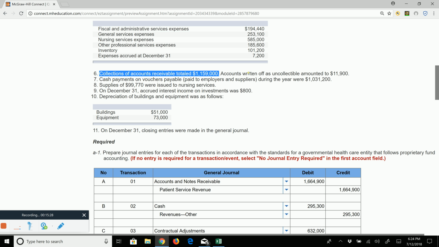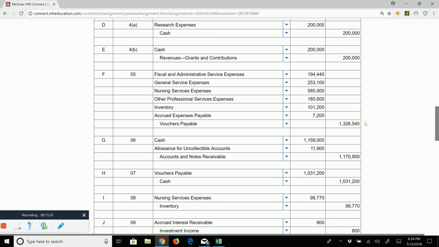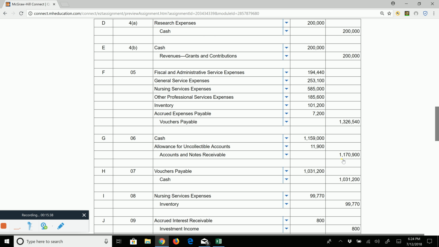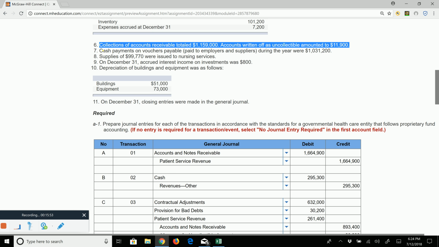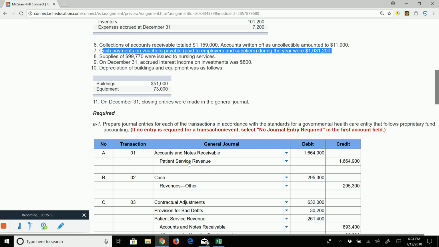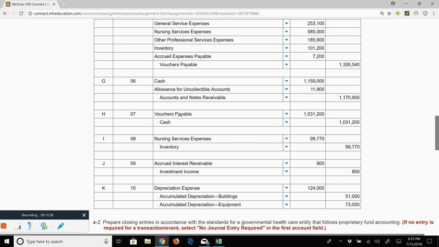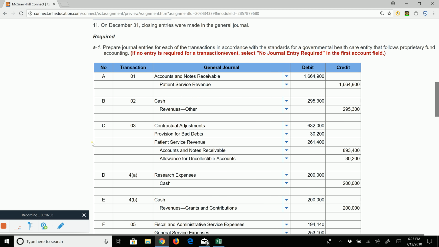Number 6, collections of receivables, $1,159,000, and some other receivables were written off, $11,900. The sum of those two, $1,170,000, will credit the receivable. The vast majority of it was collected, so we'll debit cash, and the other amount we're writing off, so we will reduce the allowance for doubtful accounts with a debit. Number 7, we're paying off some of our accounts payable, $1,031,000. Real simple, debit the payable, credit cash. Very simple accrual-based journal entries.